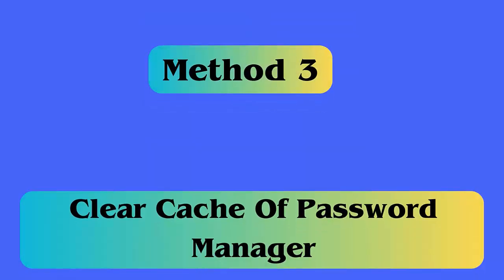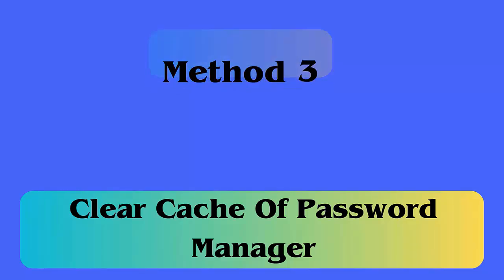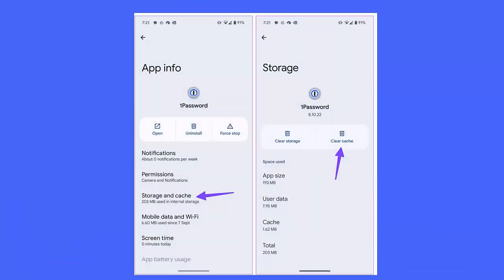Method 3. Clear cache of Password Manager. Follow the steps. First, long press on the Password Manager app to open the info menu. Now, click on the Force Stop option. After that, move to Storage and Cache. Here click on the Clear Cache option.